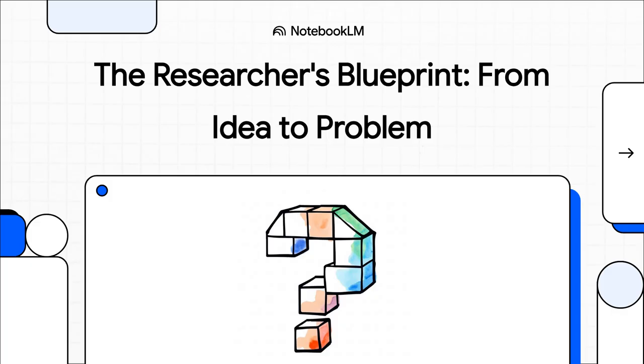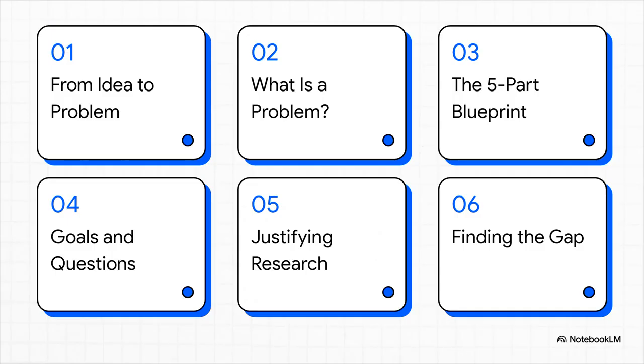And that's exactly what we're going to do in this explainer. We're going to walk through the blueprint for turning that initial spark into a powerful, focused research problem. So, here's our game plan. We'll start with that journey from idea to a real problem. We'll define what a research problem even is. Then, we'll dive into this 5-part blueprint for setting your goals, making your case, and, this is the fun part, finding that gap where you can truly make your mark.